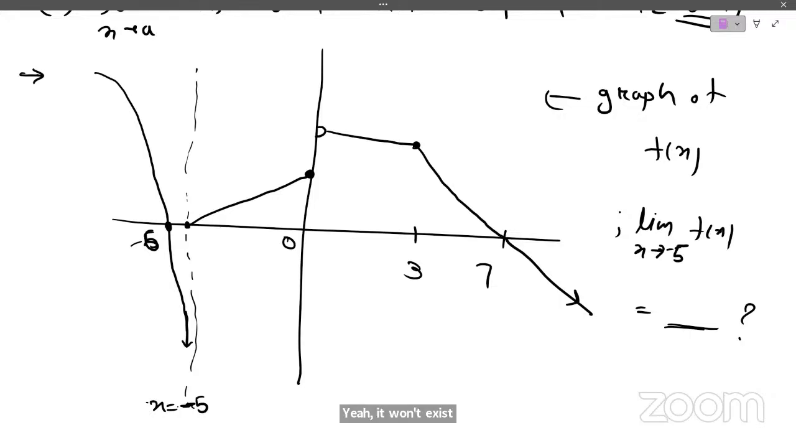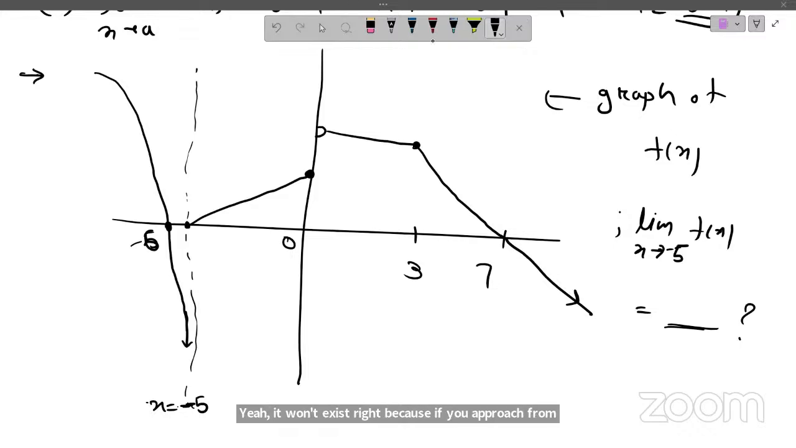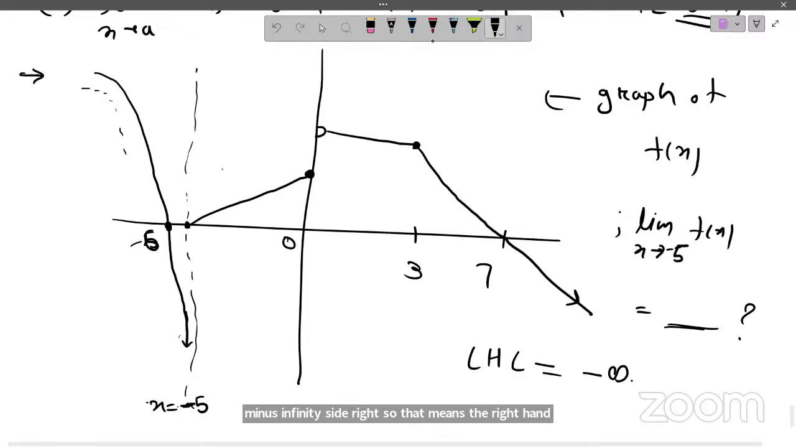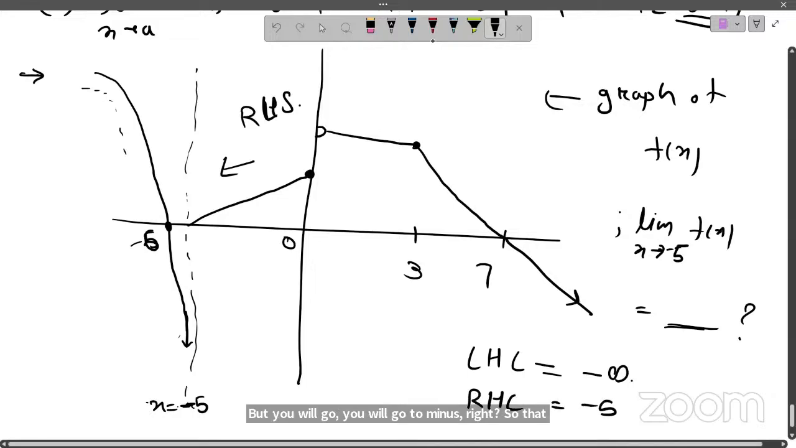Because if you approach from the right hand side, what will happen? We will go to -infinity, so the right hand limit is -infinity. And if you approach from the left hand side, you will go to -5. So the left hand limit is -5. Both are not equal, so the limit won't exist. Correct. Okay, what about 0?